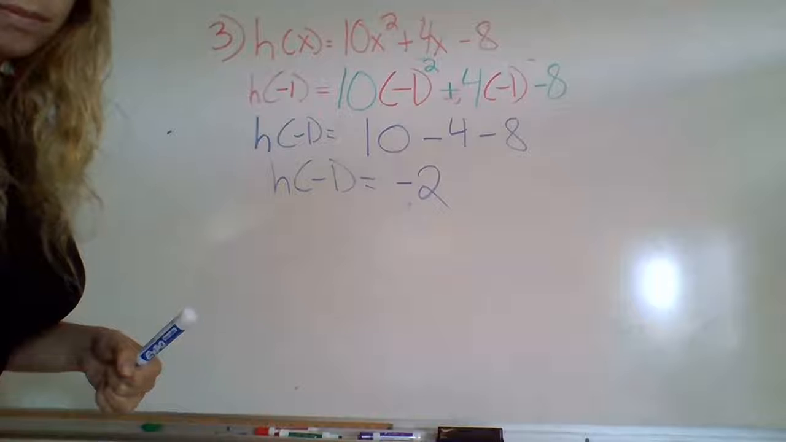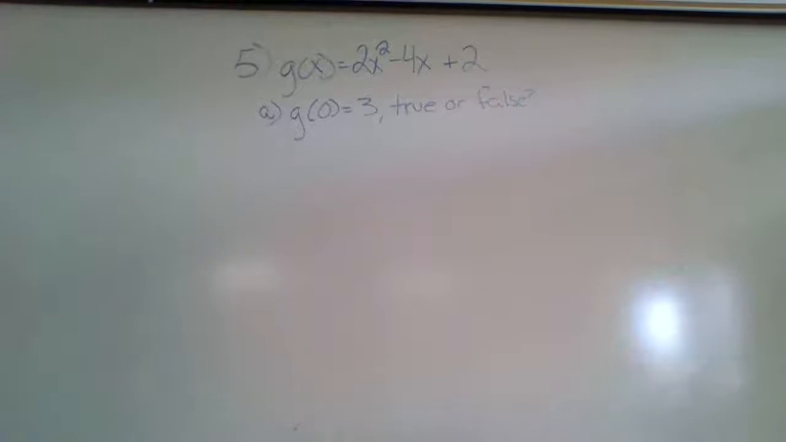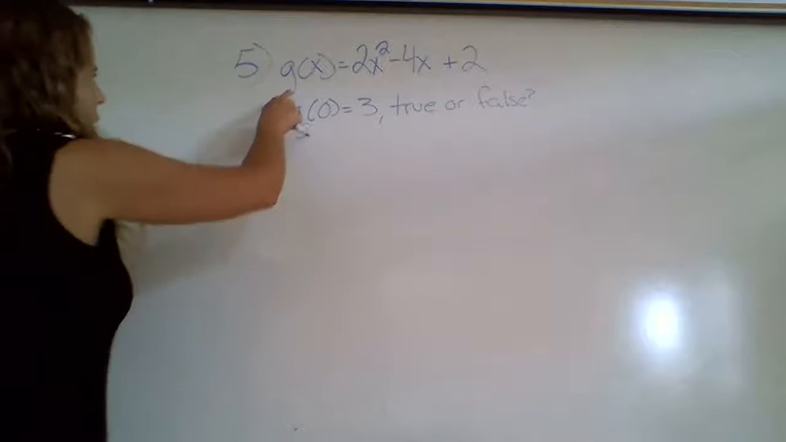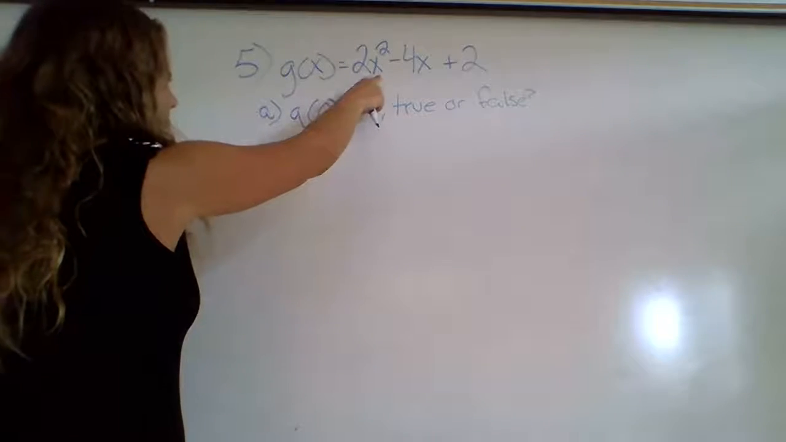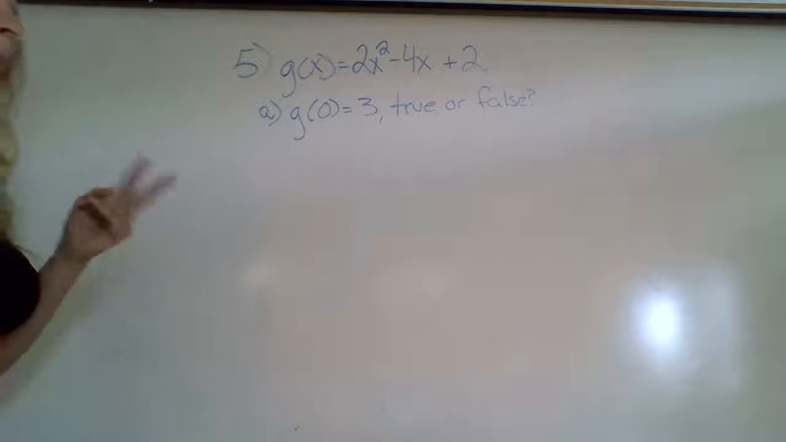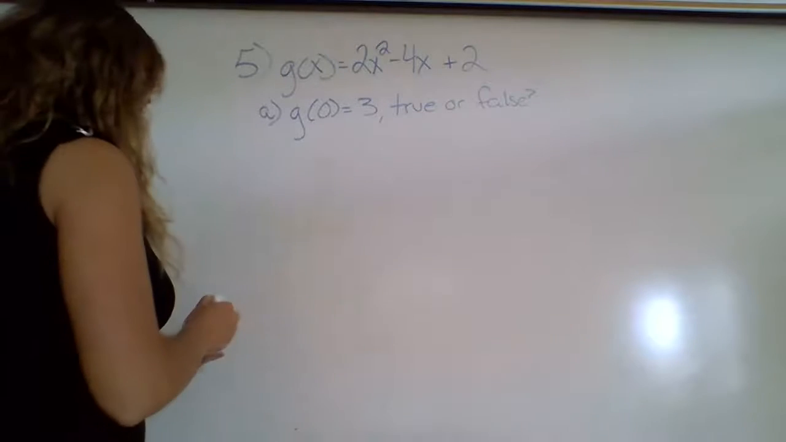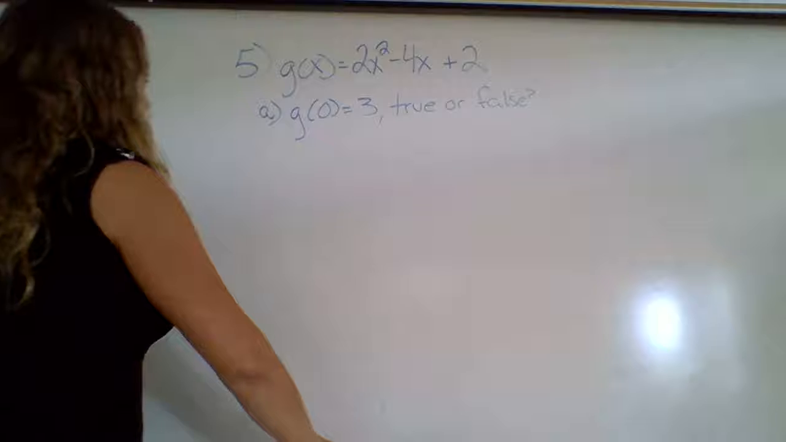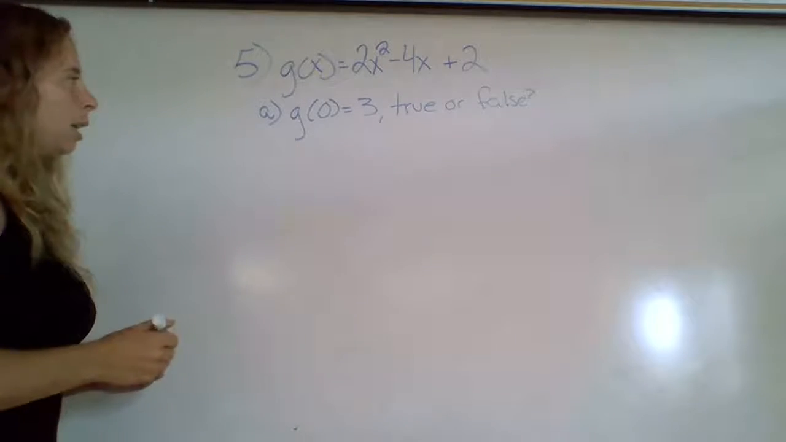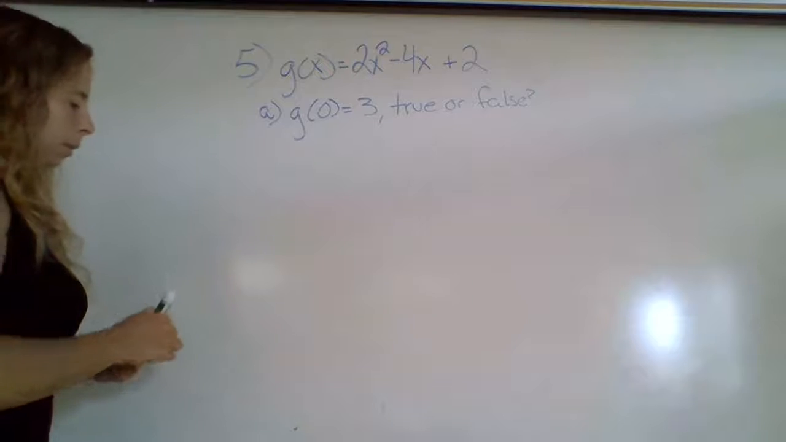All right, I'm jumping to number 5. So number 5, they give you a quadratic equation, g of x equals 2x squared minus 4x plus 2. Okay, there's an A and a B. We're just going to do A first. So it says g of 0 equals 3. Is that true or false?